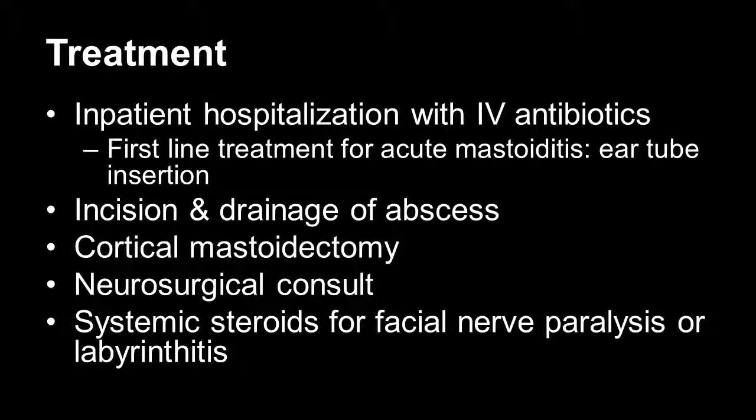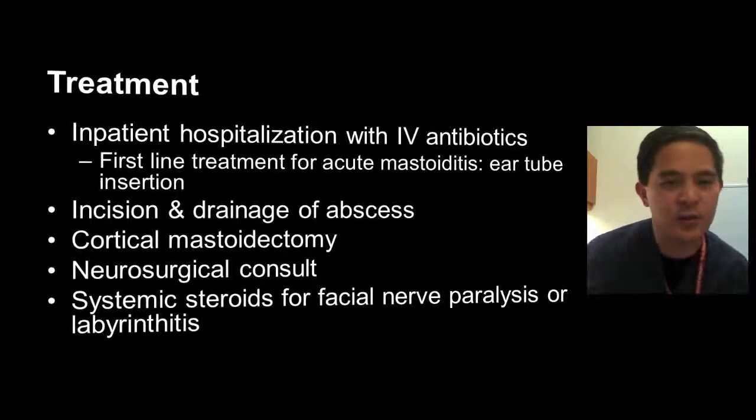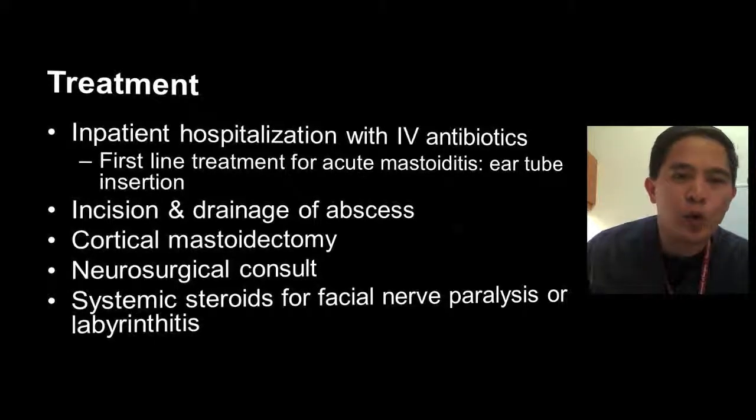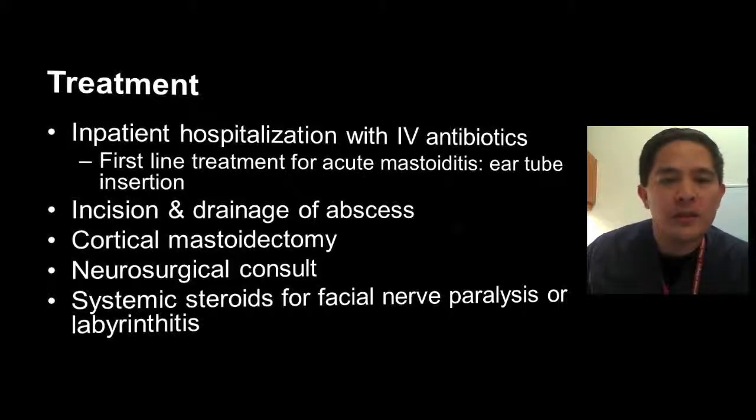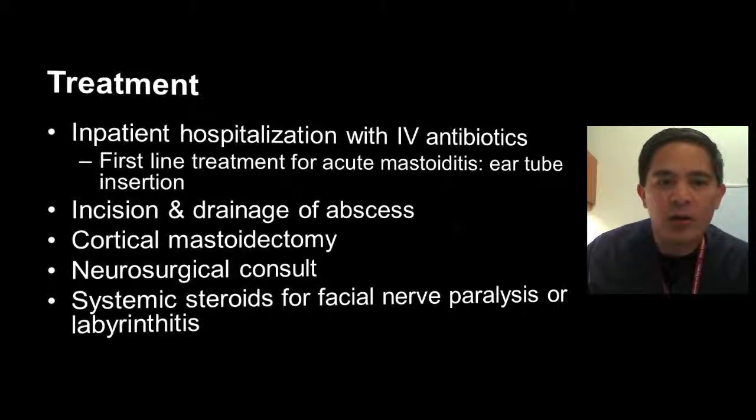So for treatment for most of these acute complications of acute mastoiditis, at the very least, they're going to need some sort of inpatient hospitalization with IV antibiotics. Obviously, you want to cover your normal ear flora that cause ear infections, such as strep pneumo, Haemophilus influenzae, or Moraxella catarrhalis. And the first-line treatment for acute mastoiditis is admission, IV antibiotics, and inserting an ear tube. You'll actually find that on a lot of your board exams, so make sure to take note of that.